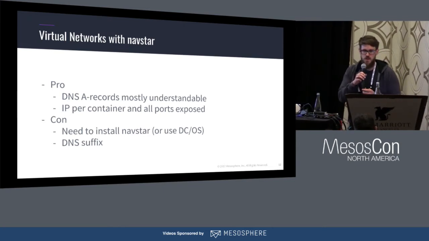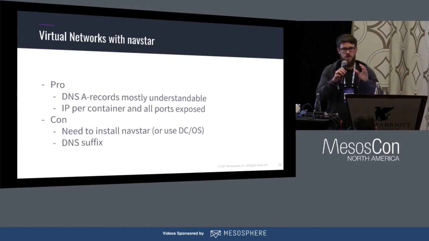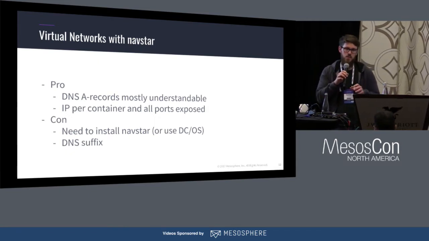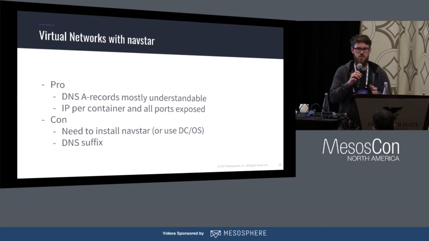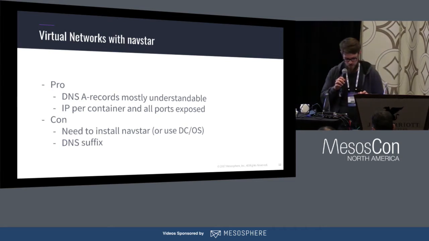And in DCOS, we use Navstar for this. Virtual networks basically means you configure that your container should join an overlay network. This container will join this network and will have a dedicated IP per container, and every port is exposed. So you don't need to do any magic port mappings or stuff like this. Everything is open for this.